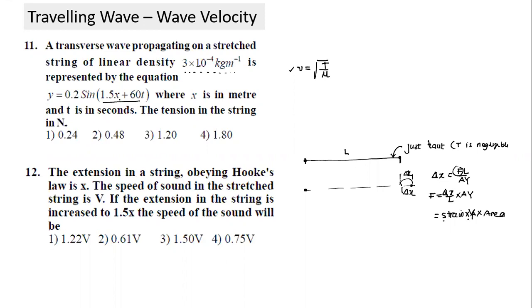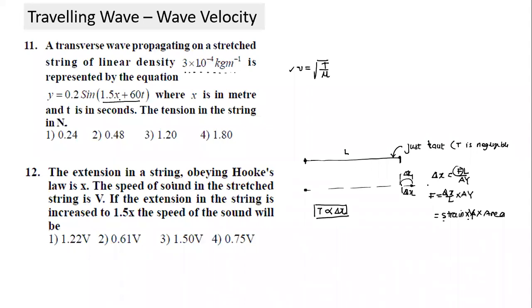And the more we stretch, so rather than delta x, suppose we extend by 2 delta x, what will happen? Tension will become double. So what we understand from here, as I mentioned earlier, is that the wire also behaves like a spring. The tension force which develops is proportional to its elongation. So this question is based on this.